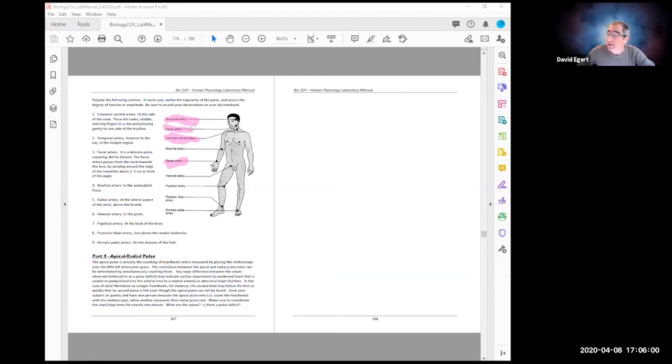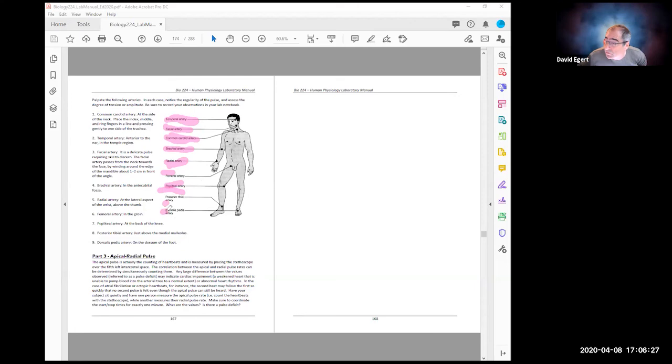Facial artery, you can feel it near the angle of your jaw here, but it takes a little more work to find. Brachial artery, hopefully you have felt, because that's what you needed to find for your sphygmomanometer lab.